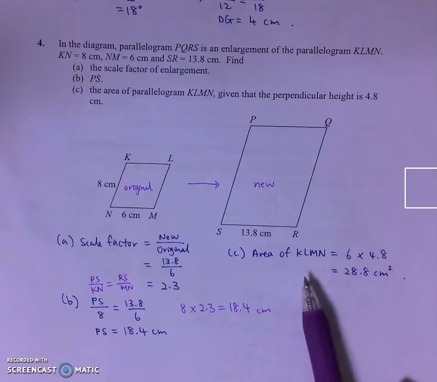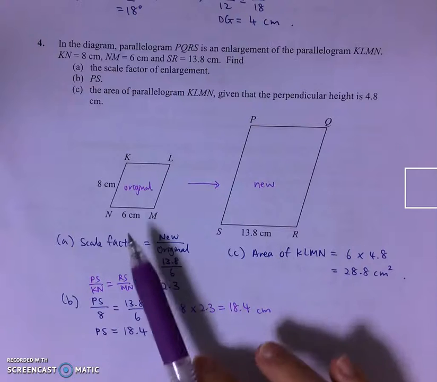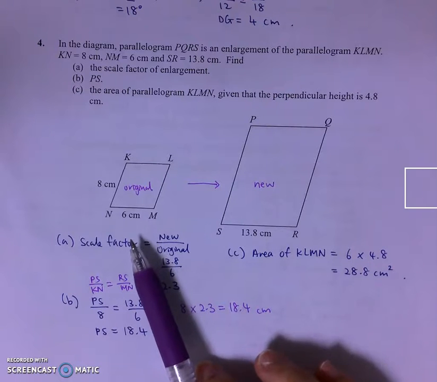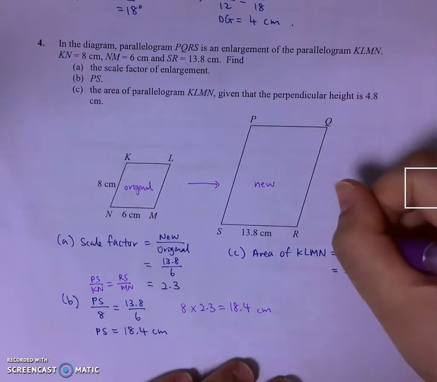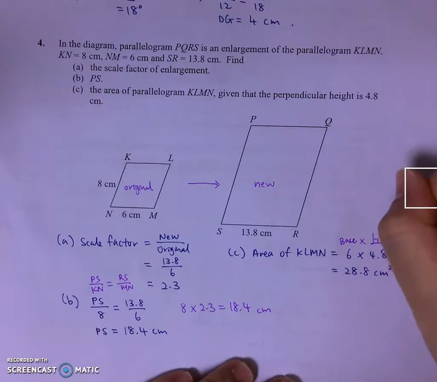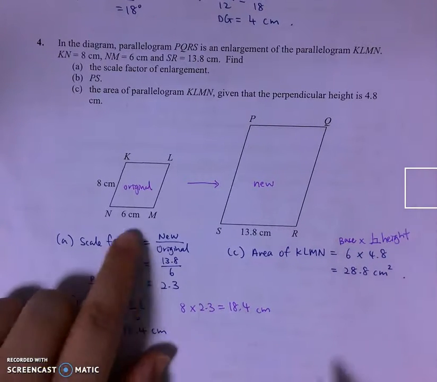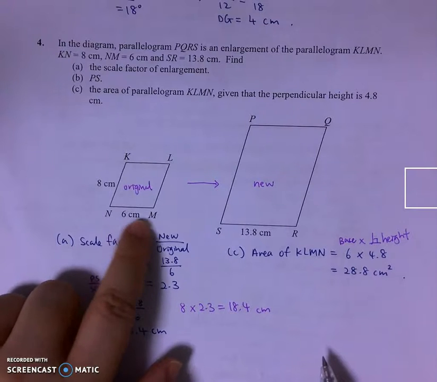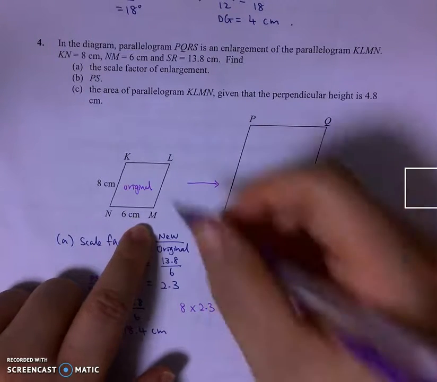Part C, the area of this parallelogram is your base times your perpendicular height. So your base length times perpendicular height. So my base length is 6, and they tell us that the perpendicular height is 4.8.